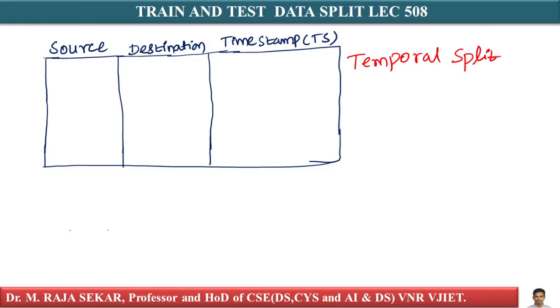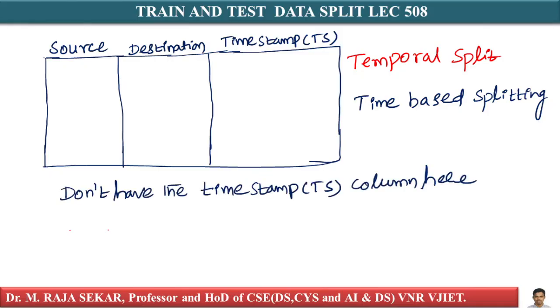Now, I will actually split the time-based data, and I will use all the previous data to build a model to predict the new edge or new following that will happen in the future. If I have the timestamp here, I would have done the time-based splitting, isn't it? But since I'm just given one graph at time t, I don't have the timestamp TS column here in the data set.